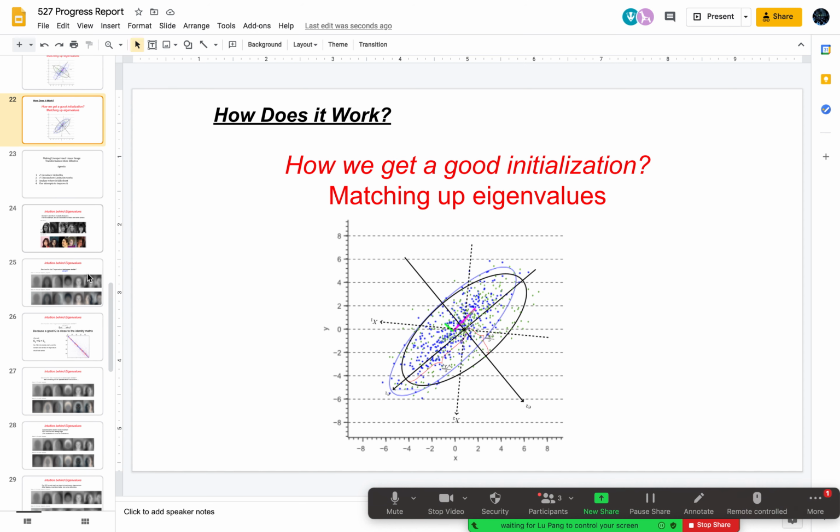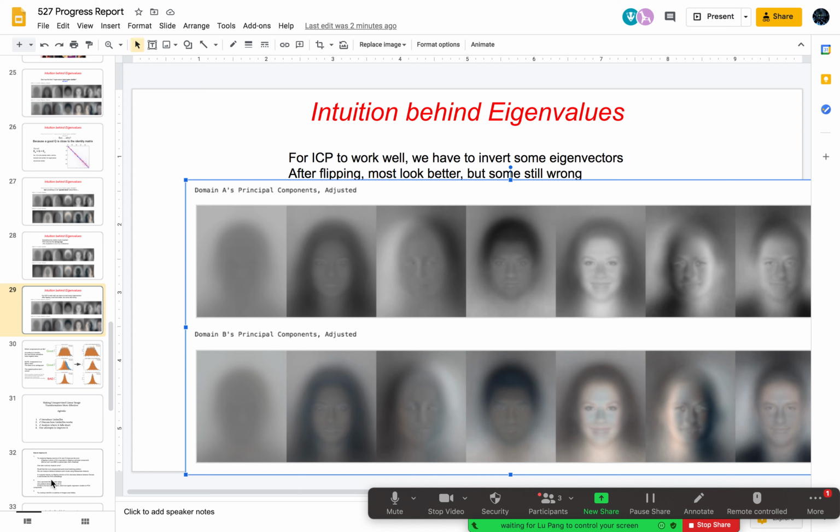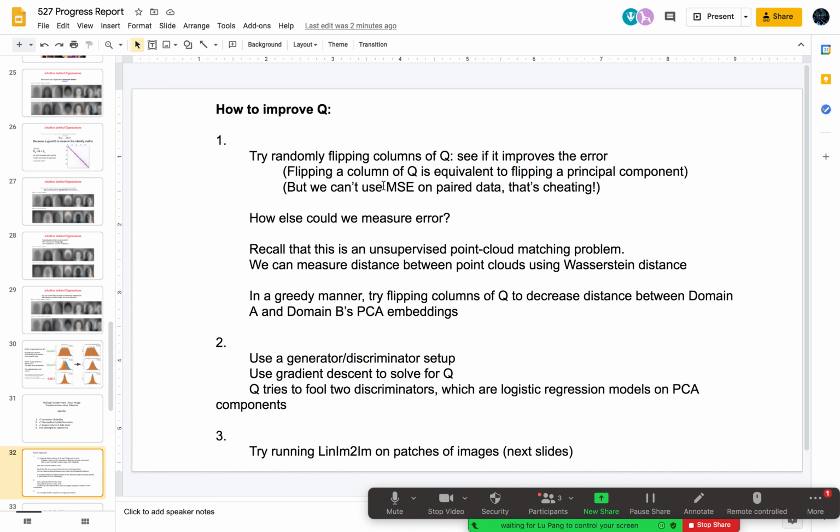So our attempts to improve this algorithm will involve trying to find a better value of Q. One of them will be, perhaps, trying to randomly flip the columns of Q, which, by the way, is equivalent to flipping one of the principal components. If we flip one of the columns of Q, it's the same as flipping one of these. And we could keep trying to flip them and see which ones give lower error.